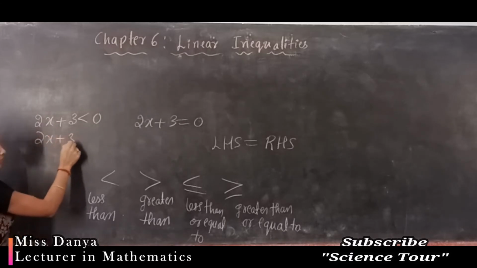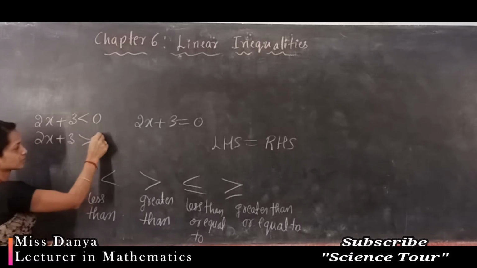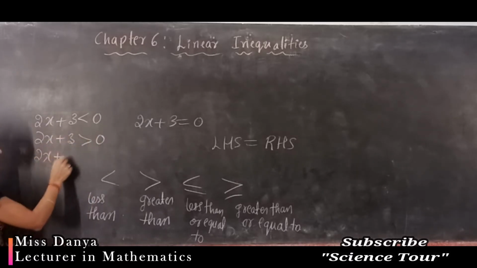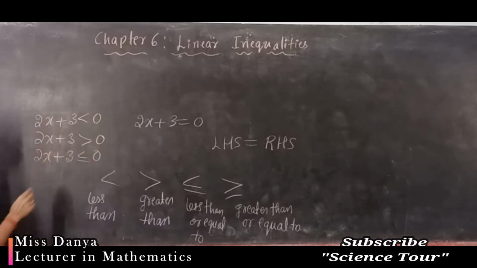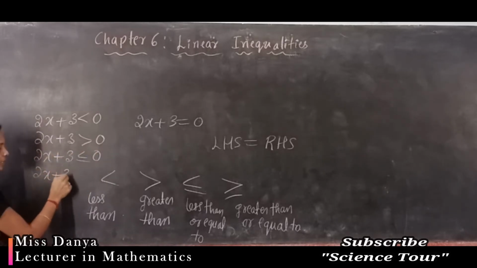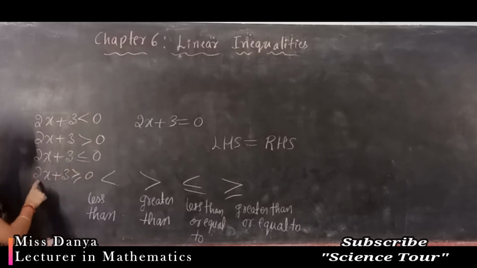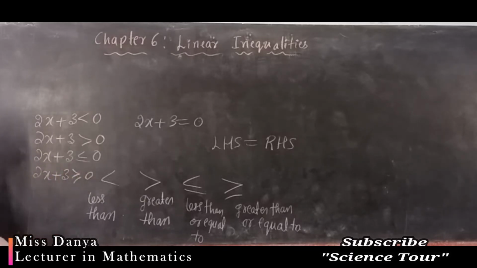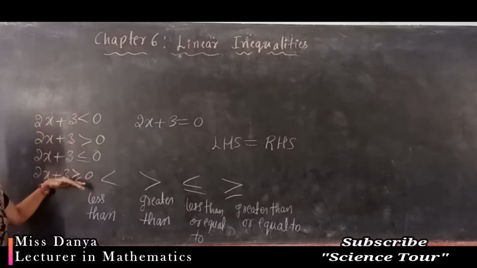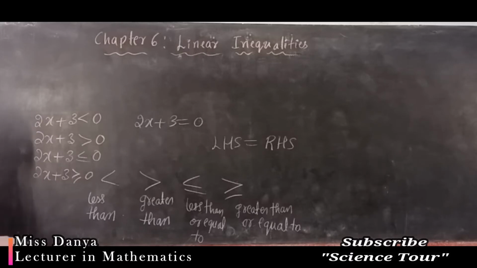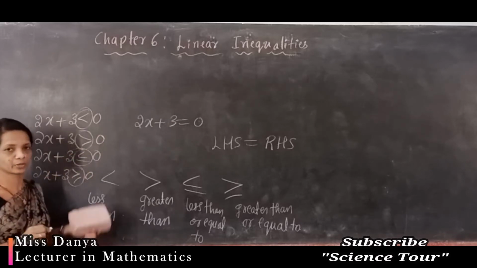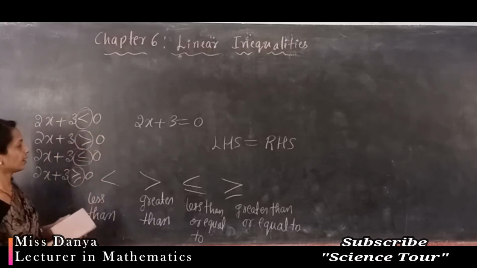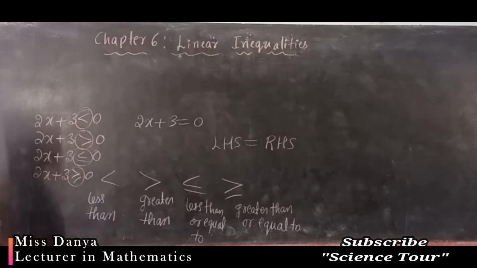Or if you remove that equal to symbol by this symbol, then that becomes like this. And if you remove it by less than or equal to, then you will get an inequality like this. If you remove it by greater than or equal to, then you will get 2x plus 3 greater than or equal to 0. These types of expressions are called inequalities. So in an inequality expression, you have the symbols less than, greater than, less than or equal to, or greater than or equal to. Expressions containing these symbols are called inequalities.